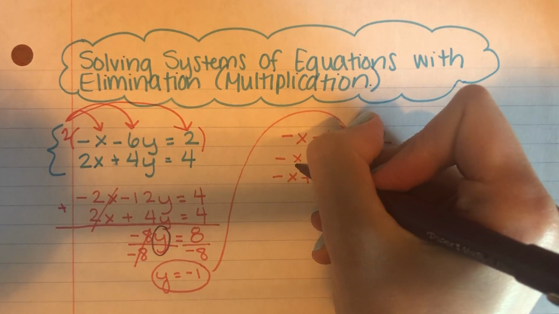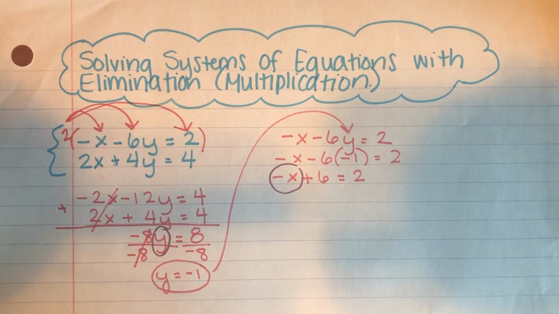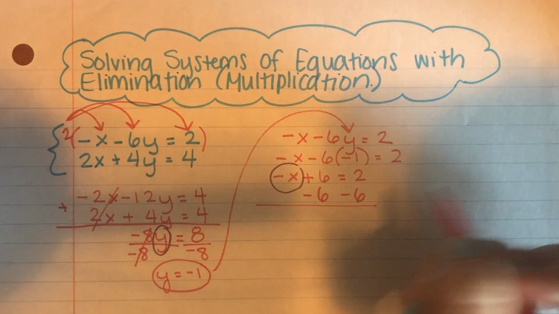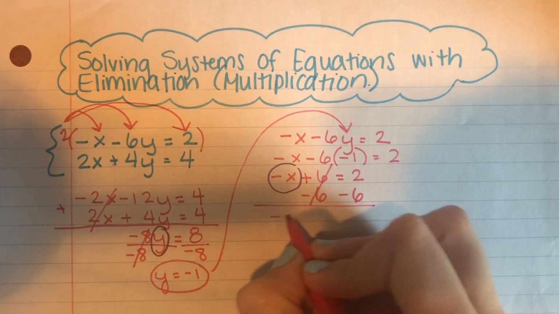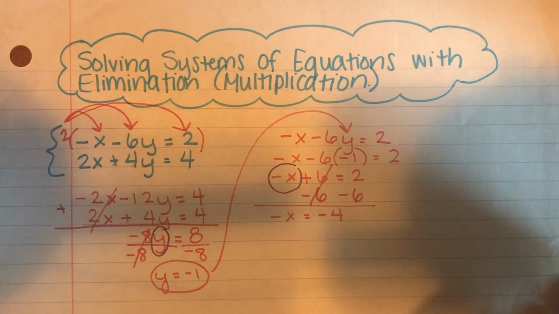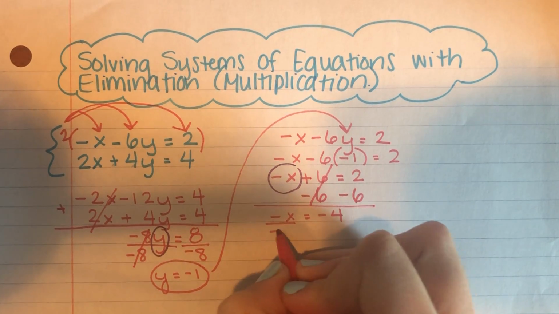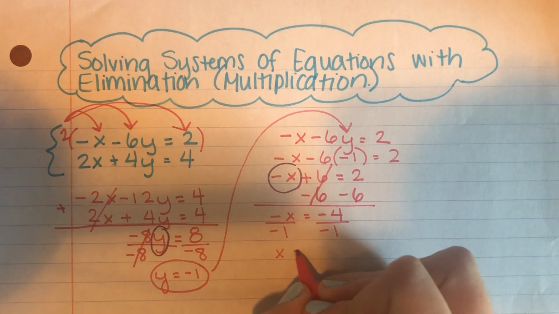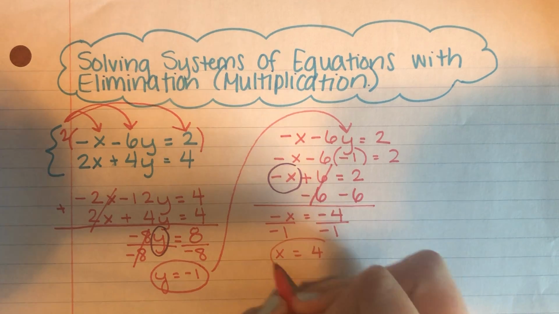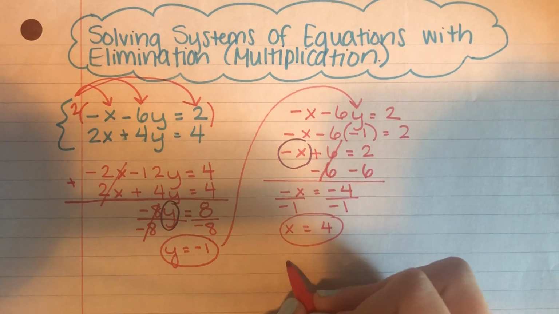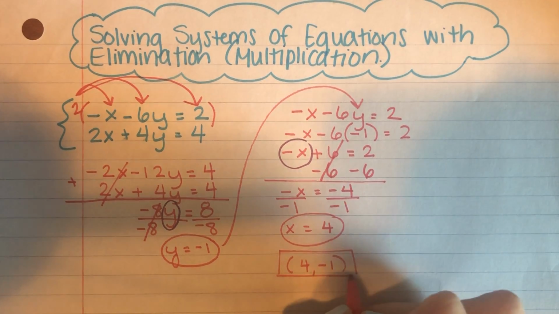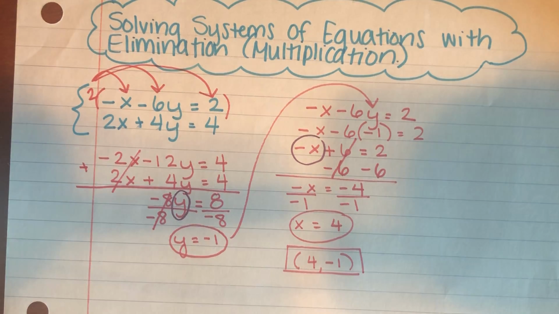Now I want to isolate my x. So I need to subtract 6 from each side. My 6's cancel out, and I'm left with -x equals -4. Now remember, I want positive x on its own, so I'm going to divide each side by -1 to get x equals +4. So the solution to this system is (4, -1). All right. Next example.